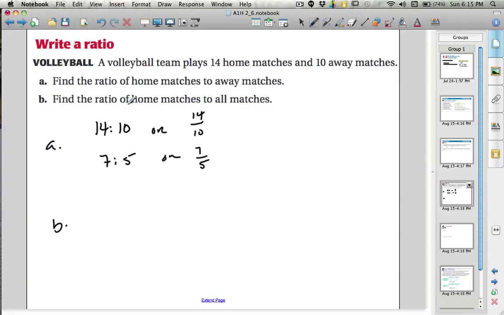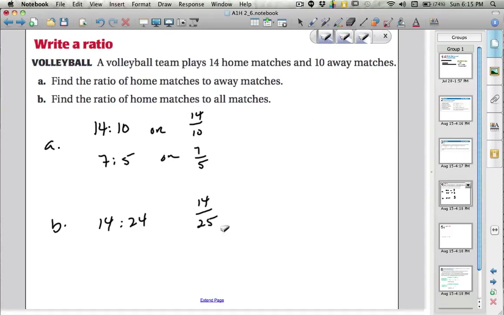And in B, the ratio of home matches to all matches, there are 14 home matches, and all matches there are 24. 14 to 24, or as a fraction, 14 over 24. And these also can be simplified. This becomes 7 to 12. Okay, so that's what we're talking about in terms of creating the ratio and also expressing it in simplest form.